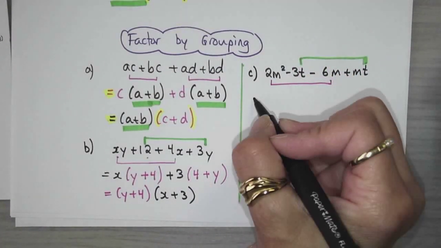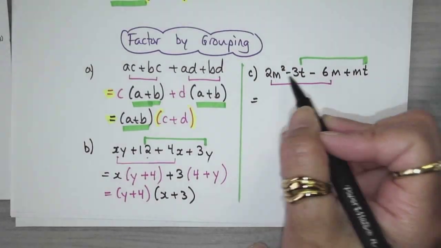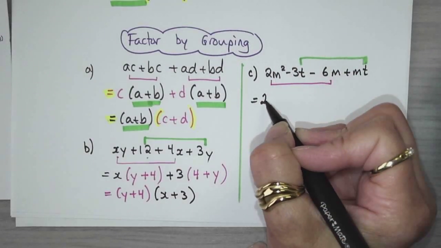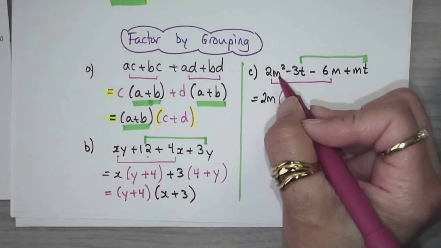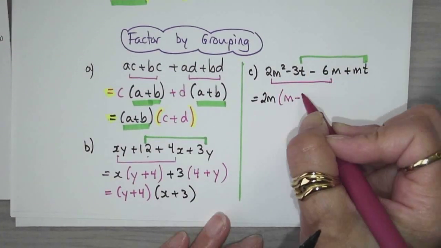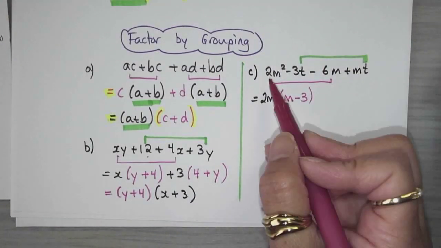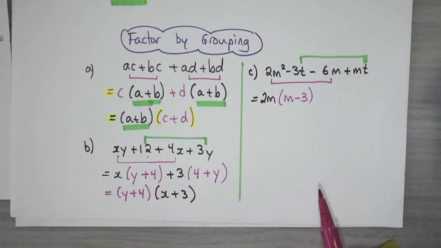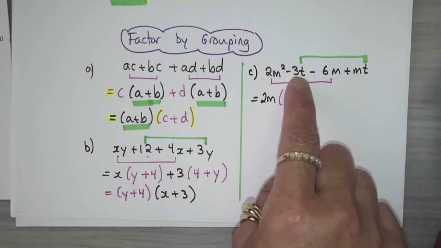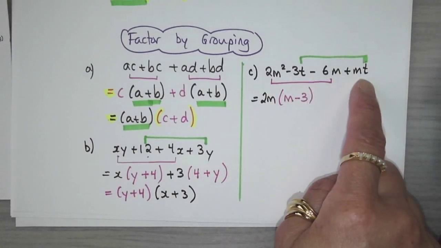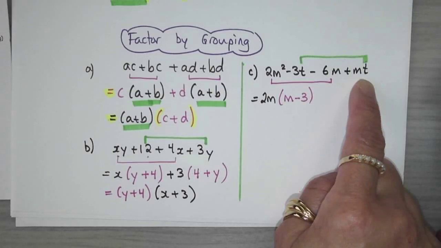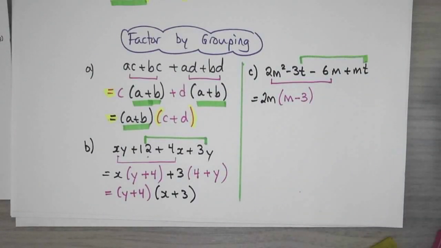Okay, so let's try. So first and third, common factor would be a 2 and an m. And then what's left over, an m and a minus 3. Is that right? So 2 and a 3 there. Then negative 3t plus mt. So negative 3t and the mt, my common factor for that would be a t, right? T for both of them.